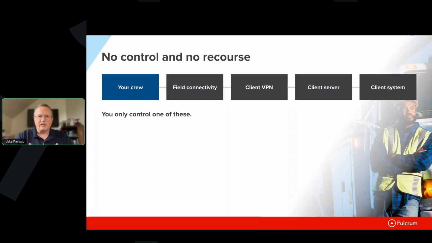One of the major things that a lot of AEC firms have to deal with is the lack of control over the kinds of systems that they're using when they are doing work for a client. You have the connectivity from your crew to whatever network they're tapped into, the client VPN, the server on the client side, and the system that the client uses.